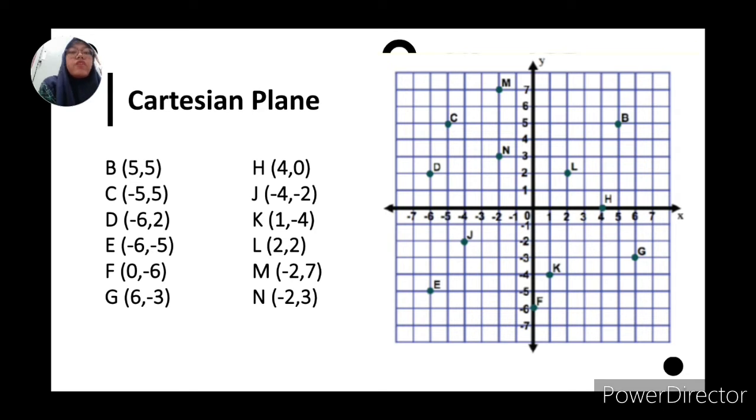The coordinates of point H is 4, 0. The coordinates of point J is minus 4, minus 2. The coordinates of point K is 1, minus 4. The coordinates of point L is 2, 2. The coordinates of point M is minus 2, 7. And the last, the coordinates of point M is minus 2, 3.